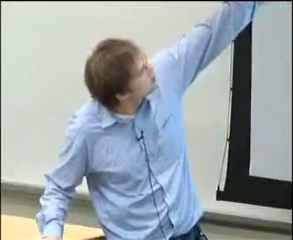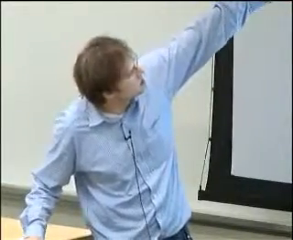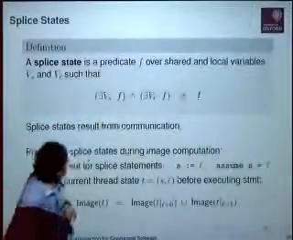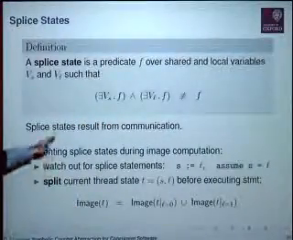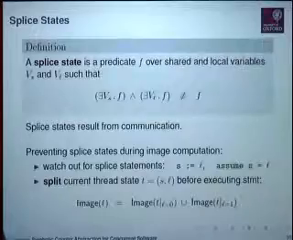All right? So there's a formalization of this property, and we call this situation in which you have communication between a local and a global variable a splice state. And this is simply the formal definition of what a splice state is. And they always result from communication between threads. You can always use this as a definition of what communication between threads is, that they create splice states. And something that doesn't create a splice state isn't communication.